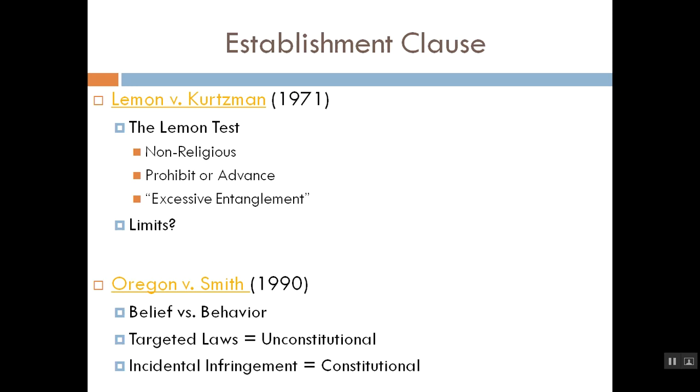So the government can create a law which just so happens to prohibit the use of peyote, but it cannot create a law which prohibits you from believing that the ingestion of peyote is an important part of coming closer with some higher power. So belief is untouchable, but incidental abridgment of free exercise or action, that's a totally different issue, and that's acceptable according to Oregon versus Smith.